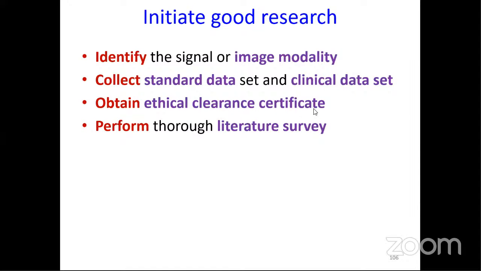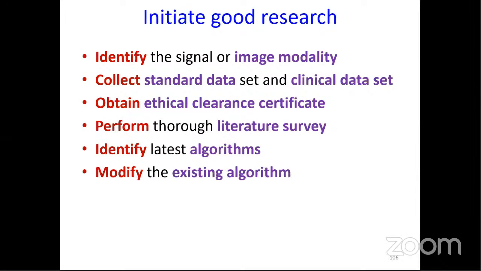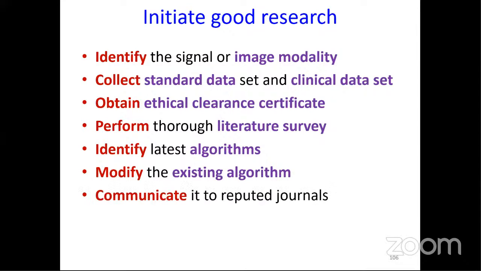After getting the ethical clearance, go through what are all the novel methods that are there to attack that particular problem. Then identify the latest algorithm. Then, very important, modify the algorithm. Otherwise, the work will not be accepted. Next, if you are getting a promising result, my humble request is try to attack reputed journals. First itself, you have to go for a reputed journal.